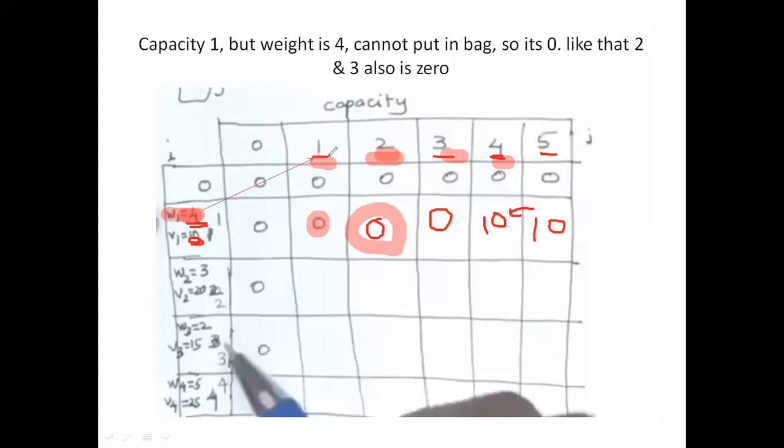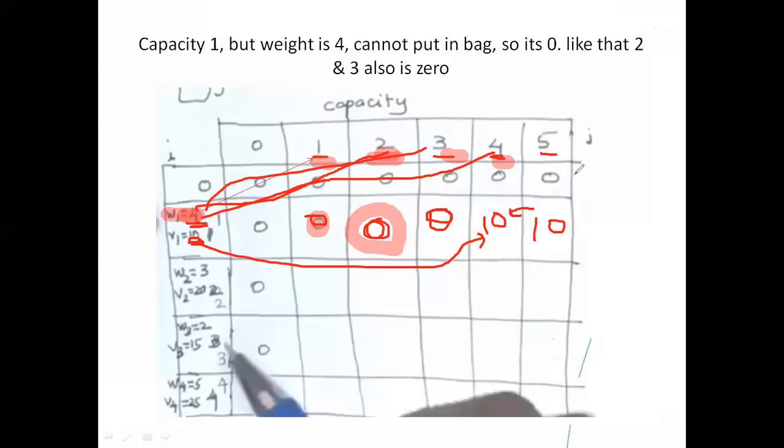So here capacity 1 kg, but weight is 4 kg. 4 kg cannot be held in 1 kg. It is not possible, so the value is 0. Okay, 2 kg also not possible for 4 kg, 0. 3 kg also not possible for 4 kg, so it is also 0. And 4 kg is possible to insert 4 kg weight, so the corresponding value 10 you have to insert here.